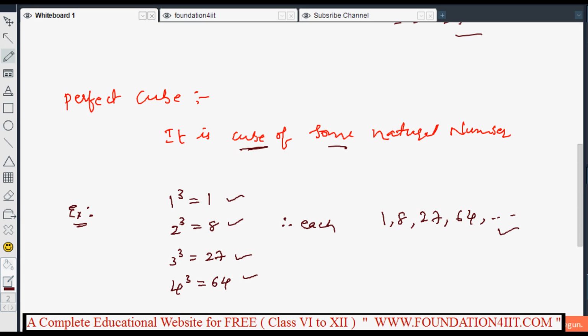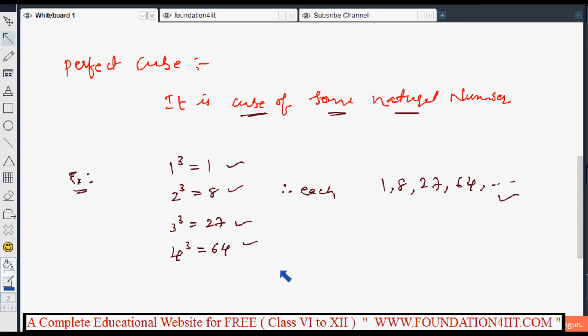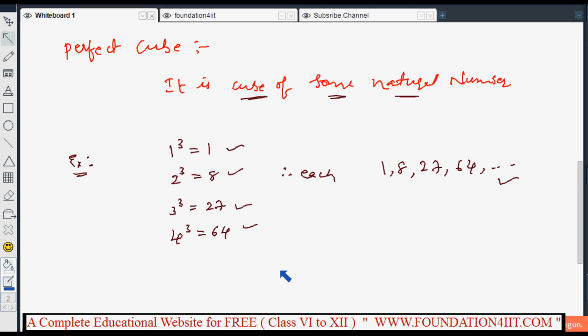So each is the cube of some natural number. Now 1, 2, 3, 4 are natural numbers. So the cubes of natural numbers are the only perfect cubes: 1, 8, 27, 64 and so on. Fine. This is about perfect cubes.